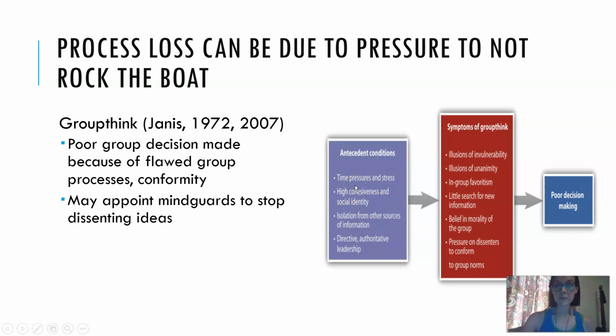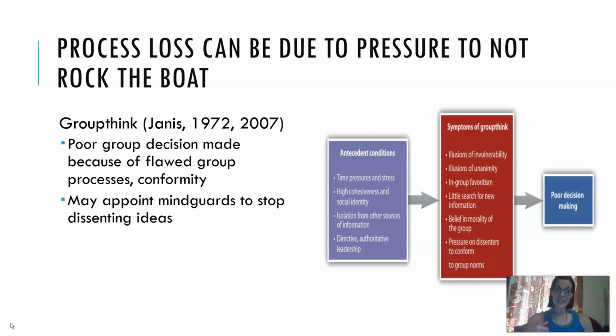So if there's time pressure and stress, that is certainly an antecedent. We may not necessarily make the best decision in those instances. If the group is very highly cohesive, so again, this is another case where high group cohesion may actually present more of a problem than a solution.